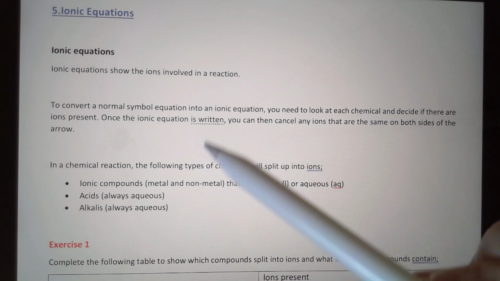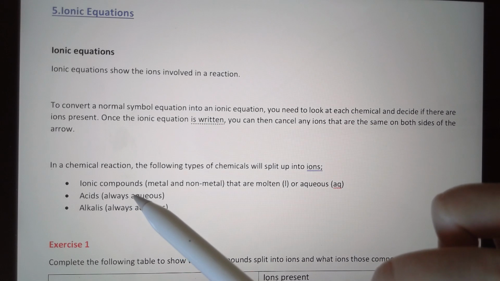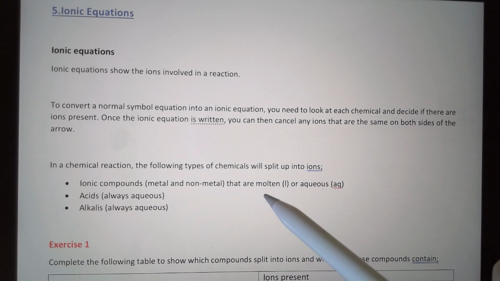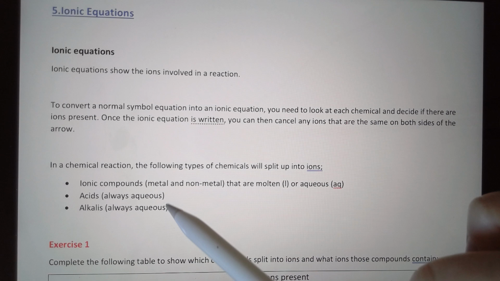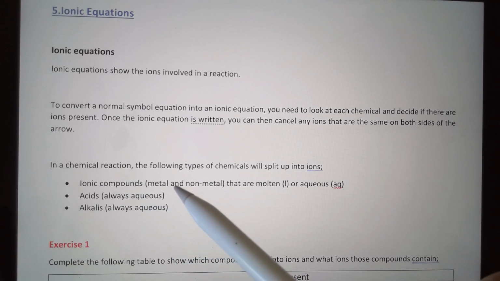And to do that, you're going to need to know what types of substances will split up into ions. So I've got it written for you here. If it's an ionic compound and it's molten or aqueous, it will split into ions. And if it's an acid or an alkali, it will split into ions. Anything that's not in one of these categories will just stay exactly the same.